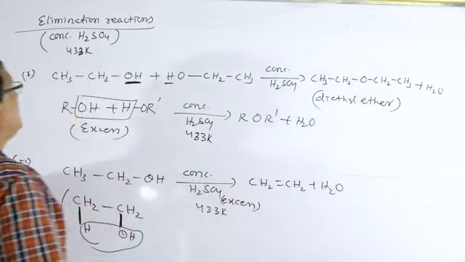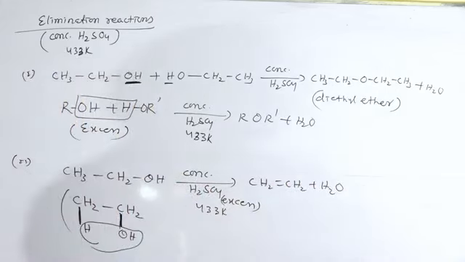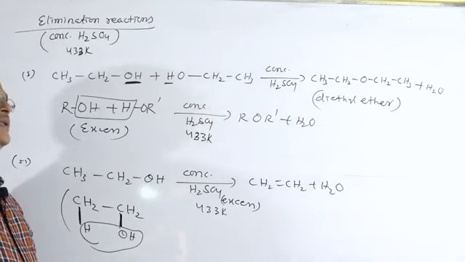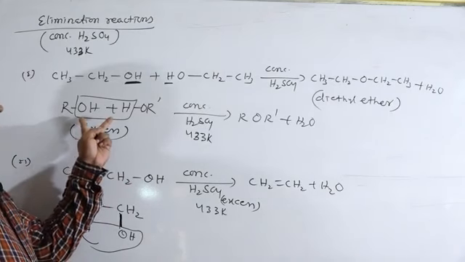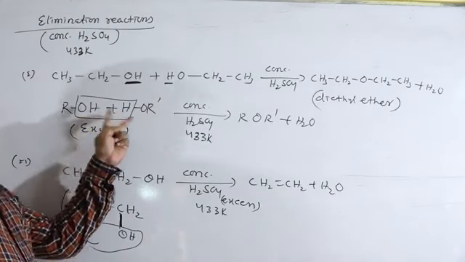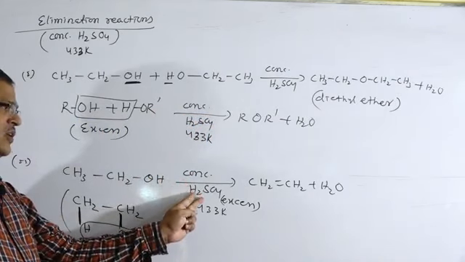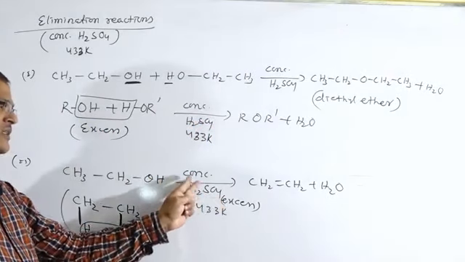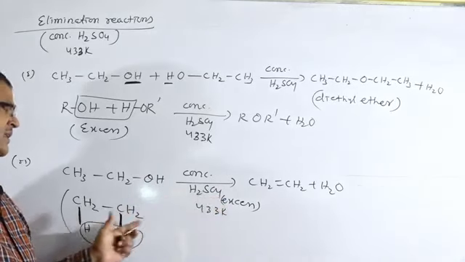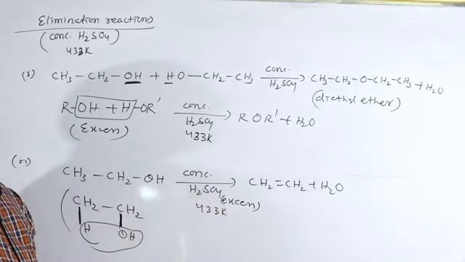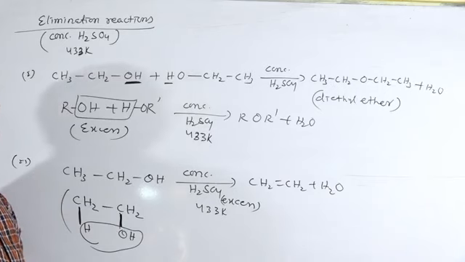So the elimination reaction of alcohols can be explained on the basis of two cases. If alcohol is in excess, there is the formation of ether. If concentrated sulfuric acid is in excess, then there is the formation of alkene, ethene. So this is regarding the elimination reaction.